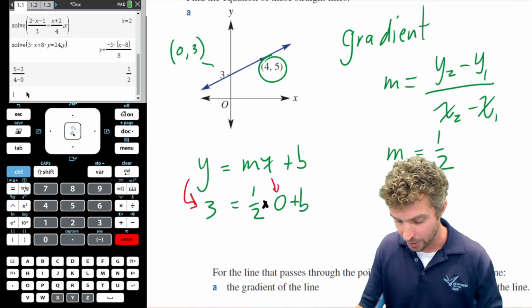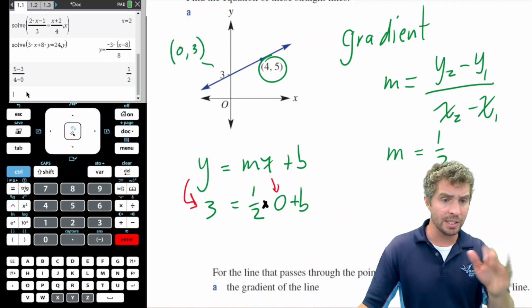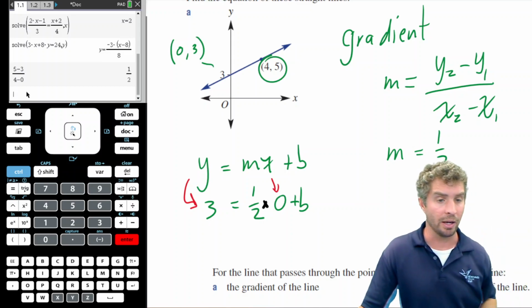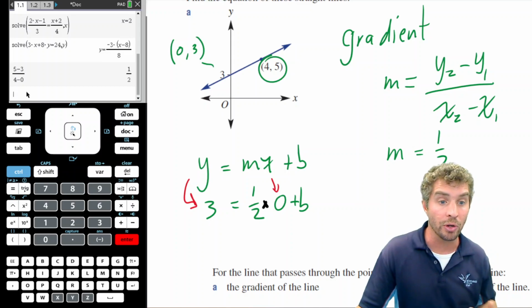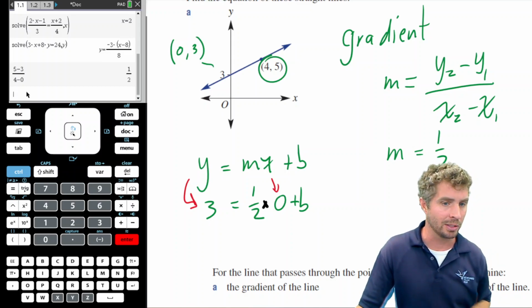Thank you very much. Okay, now this is a really easy problem, hence why I all of a sudden realized I'd done something wrong. Because you can see that the y-intercept is 3. It's pretty simple. But I'm going to show you this so that you can use it on problems where it's maybe not so easy to see.